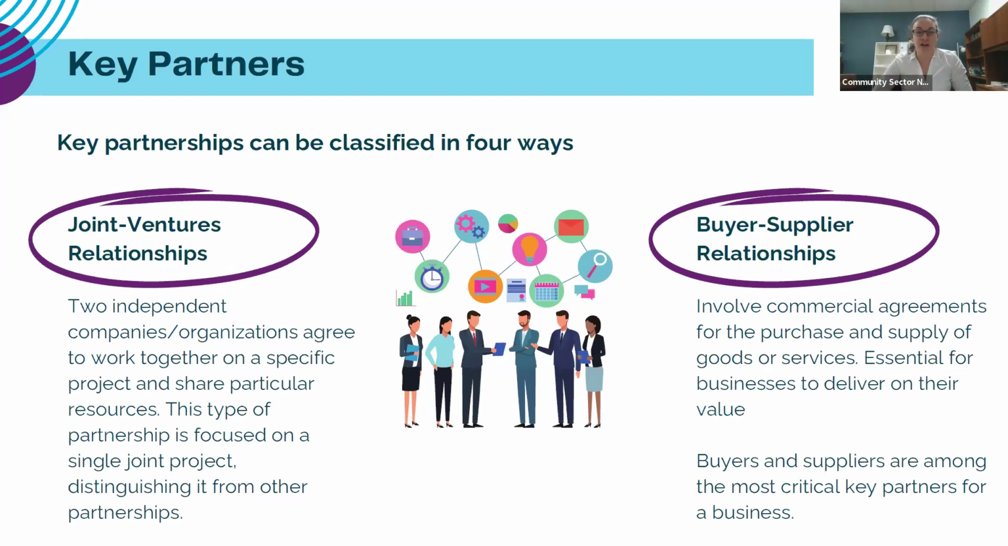And then a very critical relationship is any type of buyer-supplier relationship. So if you have a key ingredient for your product, then you want to make sure that you develop a good relationship with your supplier so that you can ensure that there will be a constant flow of that critical item to you so that you don't ever have to fall behind in production due to lack of inputs.